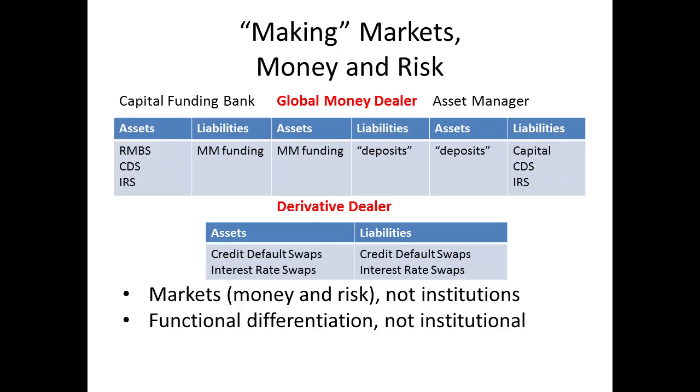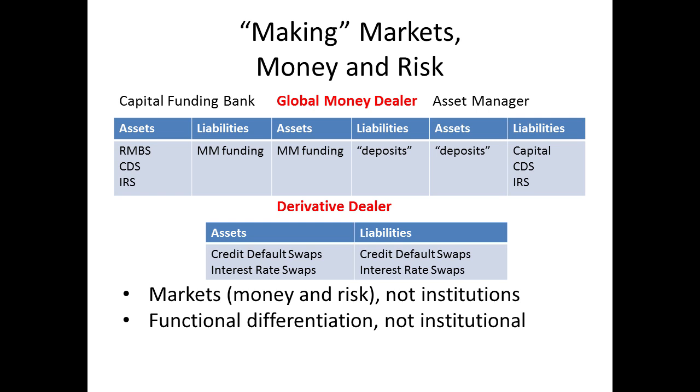Now I'm adding another layer. I said money market funding of capital market lending, that means there's a key role for market making institutions, which is to say dealers. Where are the dealers? There are the dealers. I'm putting a global money dealer in between the capital funding bank and the asset manager.